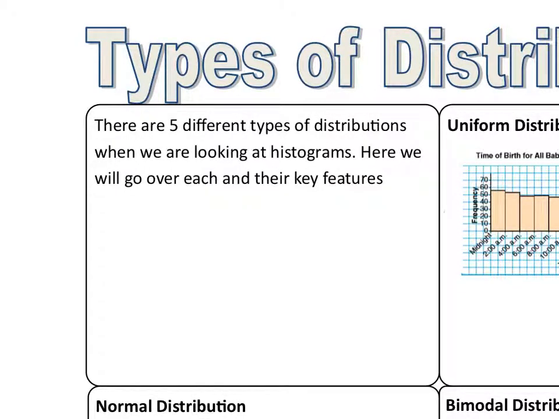All right, guys. So if you were just watching, you watched the lesson on histograms and how to create them, and that they look like bar graphs all smushed together. But the other thing to make note of is, what is the histogram actually telling us, and what does the distribution of it tell us? And so there are 5 different types of distributions when we look at histograms, and we're going to go over each one, and I'm going to tell you what the key features of them are.